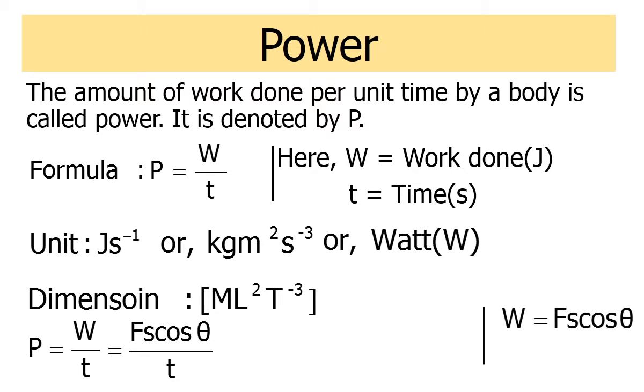Here theta is the angle between force and displacement. If we consider the force is applied and the displacement takes place along the direction of force, then the angle between the force and displacement will be 0 degrees. In that case, the formula of P will be P equals F s by t.